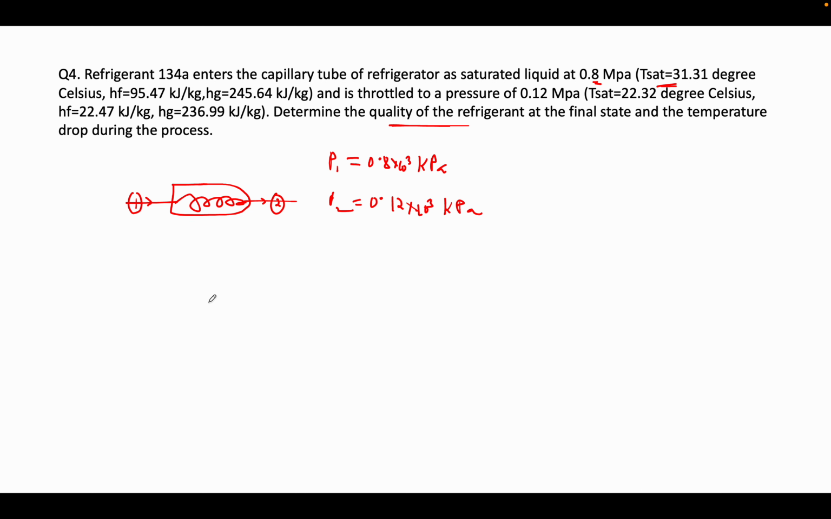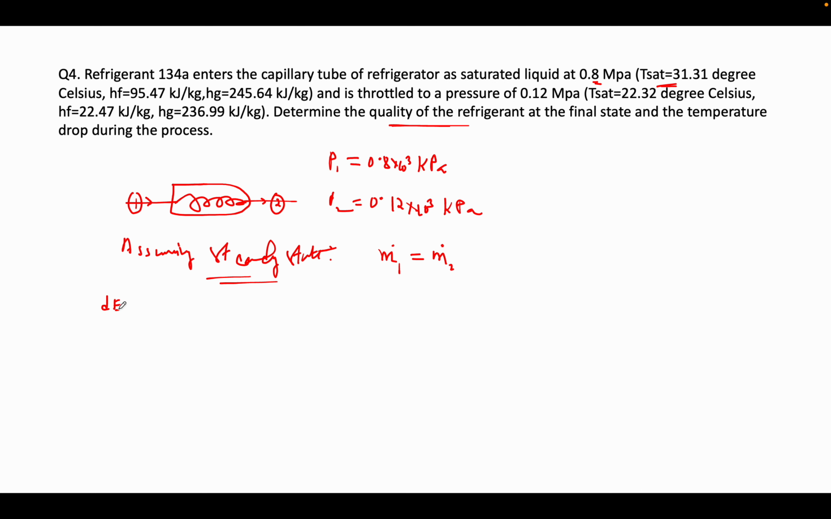Nothing else is given, so we can assume steady state. If we assume steady state, the rate of change of mass of the control volume is equal to 0, which means the inflow mass rate equals the outflow mass rate, that is, m1 dot equals m2 dot. Now the next equation is what?